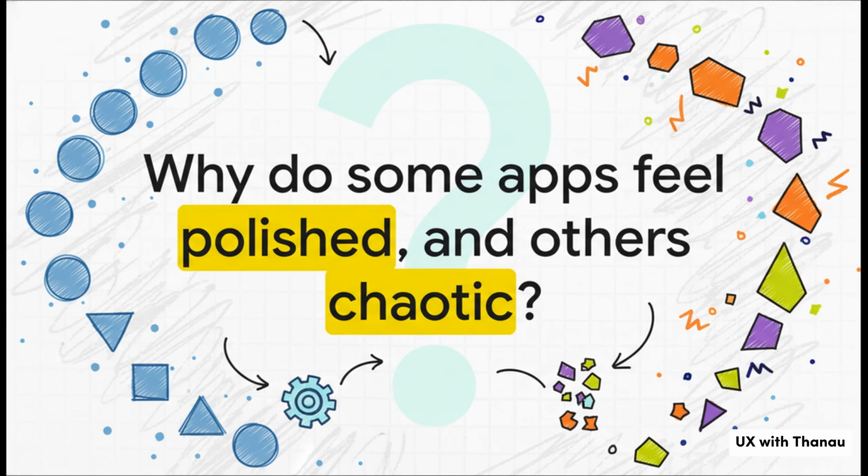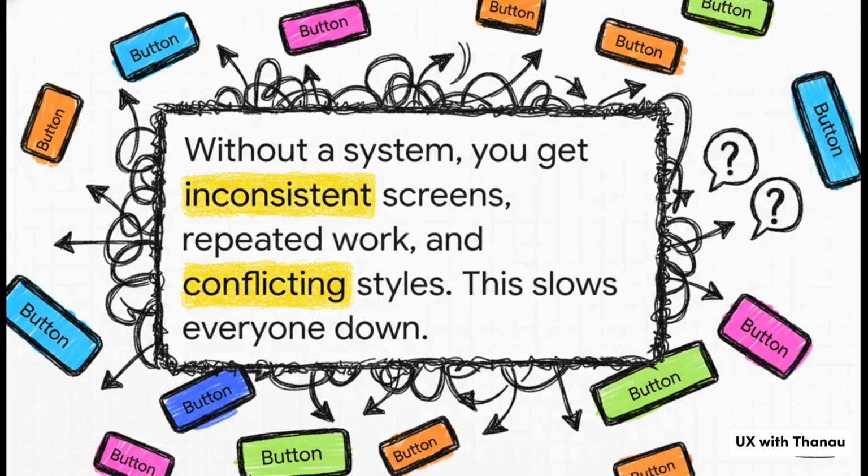You've definitely used apps that are just a dream. So smooth, everything makes sense, every screen feels familiar. But you've also used ones where it feels like every button is a different size, and the colors are all over the place. What's the real difference there? It's not luck, I can tell you that. It's a system. Because, you see, without a system, you just get chaos.